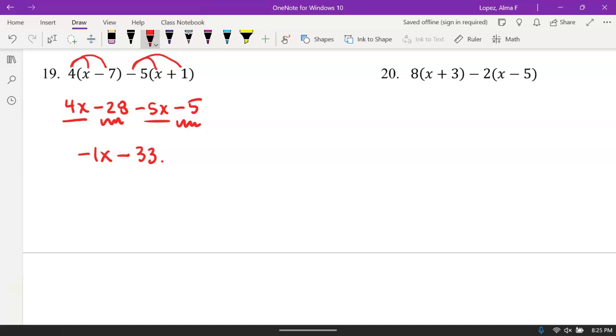Let's do our last one again. Pause the video if you want to and try it yourself and then watch. 8 times x will be 8x. 8 times 3 is 24. Negative 2 times x is negative 2x. And negative 2 times negative 5, two negatives multiply together make a positive. 2 times 5 is 10. Now let's combine like terms. We have two x pieces. 8x's and negative 2x's add up to make 6x. When I combine the 24 and the 10 together, I get 34.